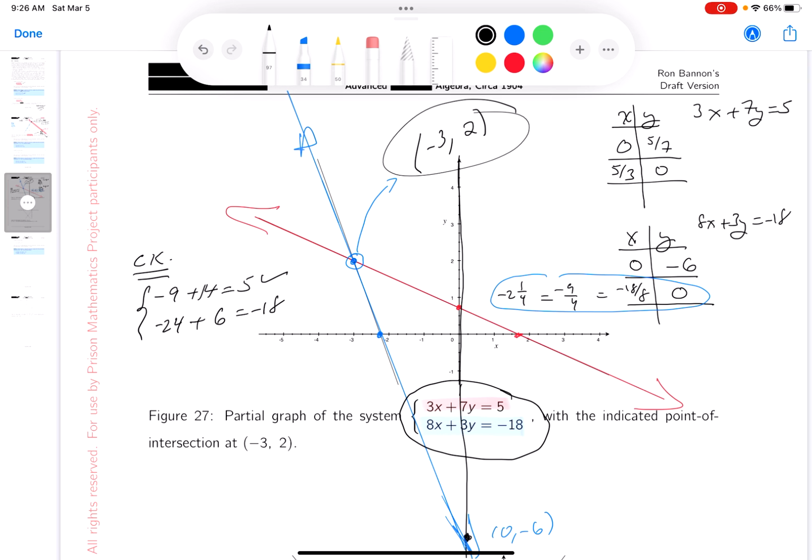But let me repeat this. Your lines are going to be very imprecise, right? What I say is try to ballpark where it is. Use integers. If they're not working out, you're in trouble. There's got to be another technique, by the way.